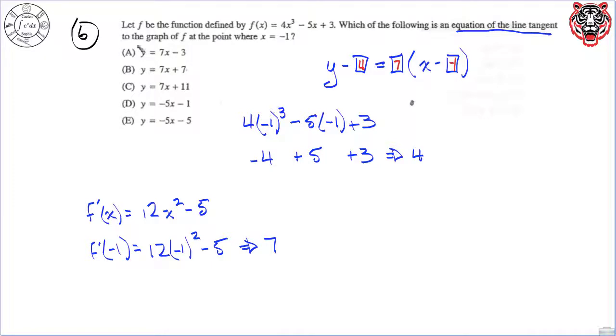And now we need to simplify this so that we get one of these answers. And here we go. It's y isolated on the left, so let's isolate y. Y equals 7x. Distribute the 7 into the -1, a positive 1. 7 times 1 is a positive 7, so plus 7. And don't forget your 4 that you moved over, so plus 4. So y equals 7x plus 11. Do we have that? We do. Okay. So the correct answer is C.